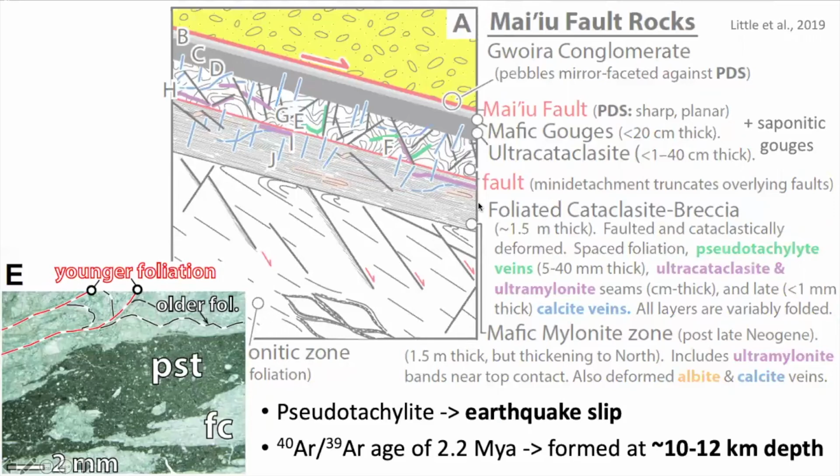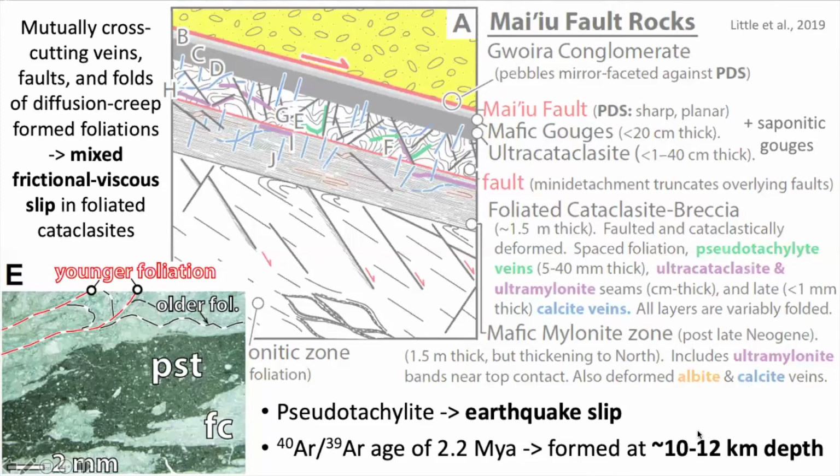In the foliated cataclasites, there is evidence of pseudotachylites or glassy earthquake melts, which form when earthquakes slip and melt the rock in the fault zone. And so these are evidence of seismic slip on the Mayu Fault. Argon ages of these are as young as 2.2 million years, and this implies that at a slip rate of 10 millimeters per year, these were formed at 10 to 12 kilometers depth. So we infer seismic slip at these depths on the Mayu Fault.